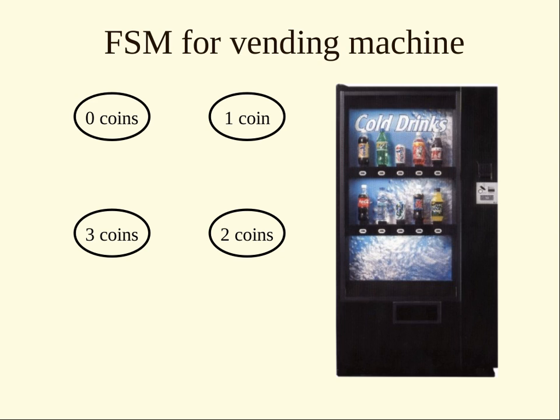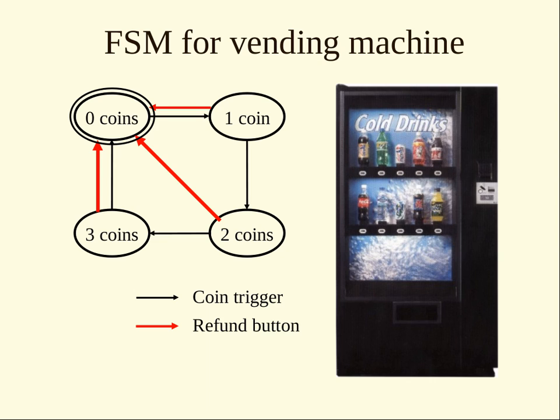All right, so finite state machine for a vending machine. So you have 0 coins, 1 coin, 2 coins, 3 coins. We start at 0, right? If they put in a coin, where do we go? Coin trigger for 2, 3, and then we'll say that if they put in another coin, we just dump all the coins and go back to 0. Sure, whatever. Why not? Trying to make this easy.